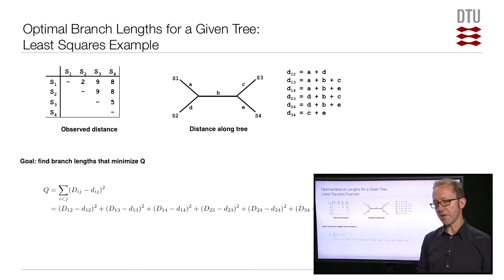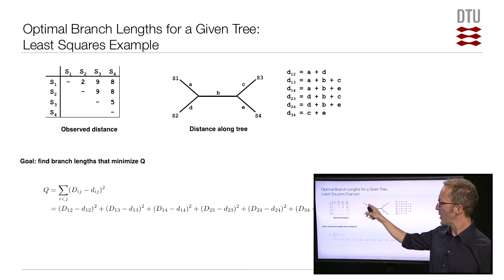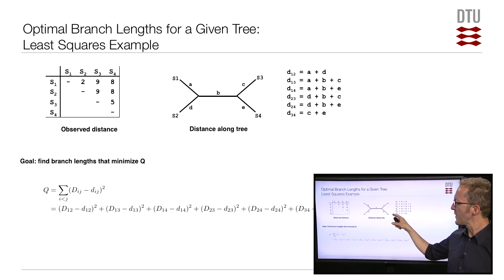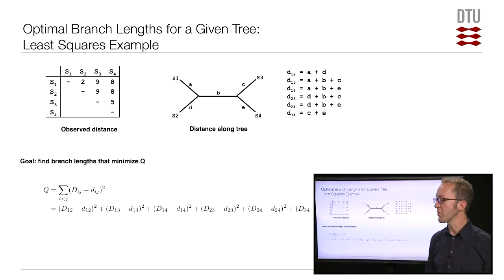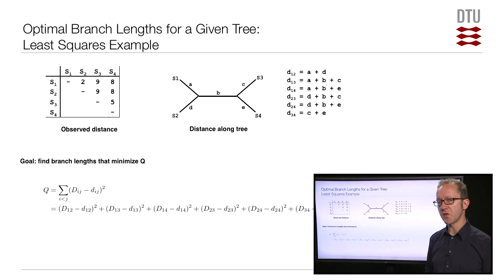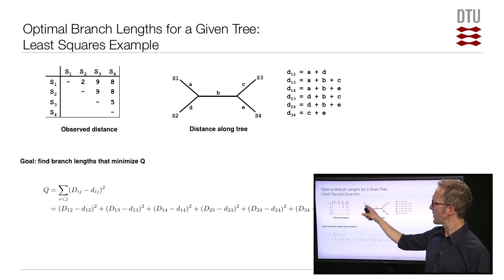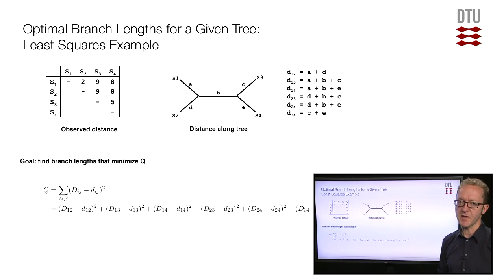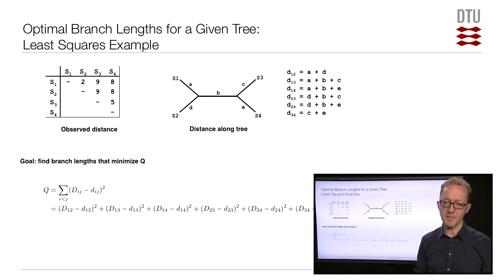So the goal is to find a tree where we place the sequences on the leaves and then find some branch lengths. The goal is to find these branch lengths such that the tree distances, the metric distances, are as close as possible to the observed distances. There are a number of different ways in which sequences can be placed on a tree. In this particular tree, I've taken sequence 1 and 2 and placed them together. When that's the case, the tree distances correspond to sums of branch lengths as indicated on this slide.